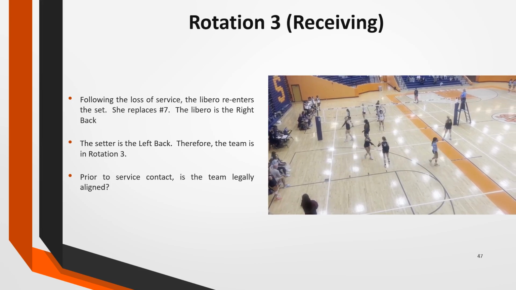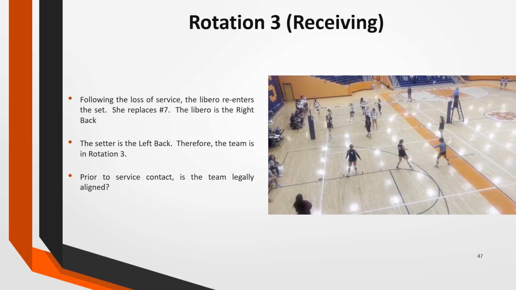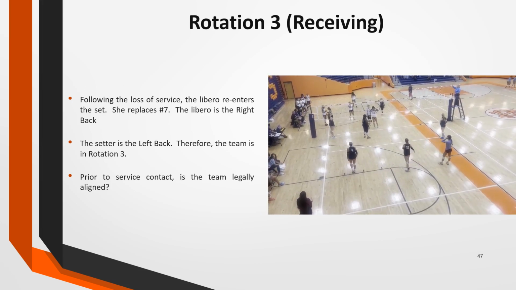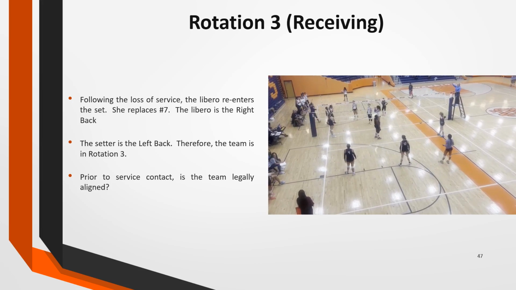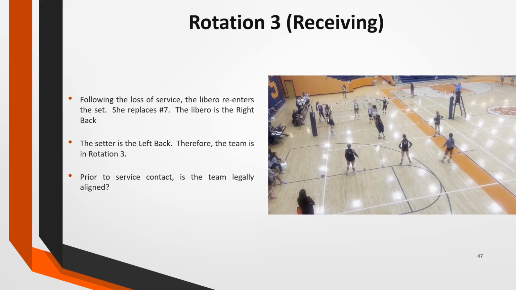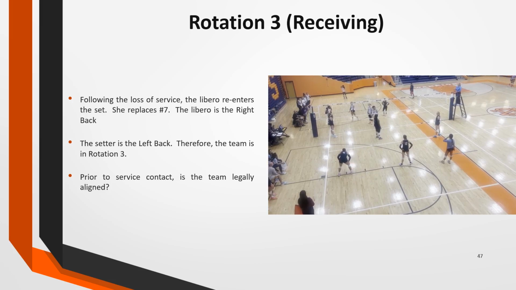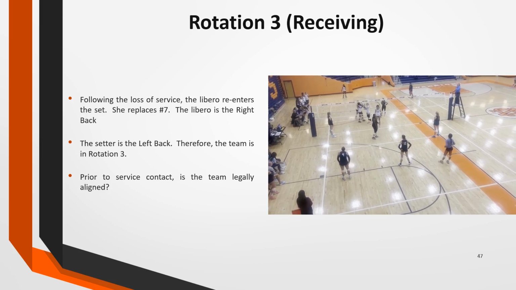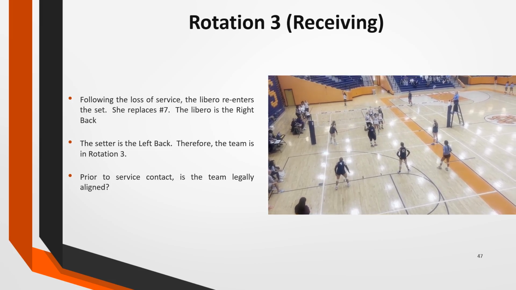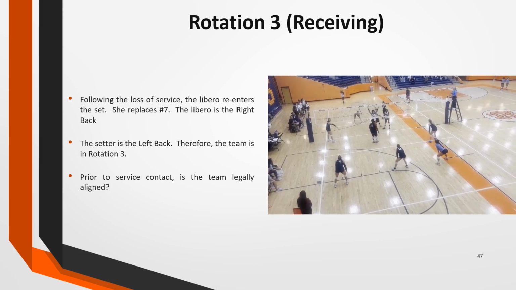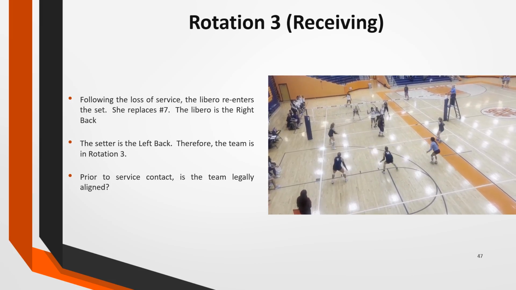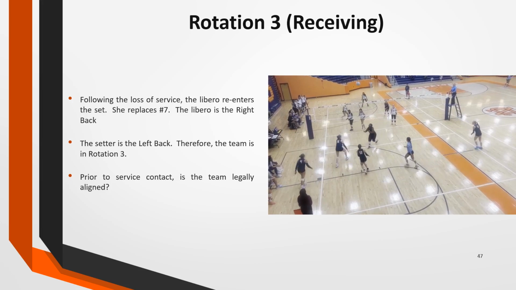On the loss of service, where are we in this? Our libero replaces number 7, who has just finished serving. Our libero is our right back. It should be obvious because she just replaced the server. Setter in rotation 3 is the left back. Therefore, our team is in rotation 3. Question is, prior to service contact, is the team legally aligned?